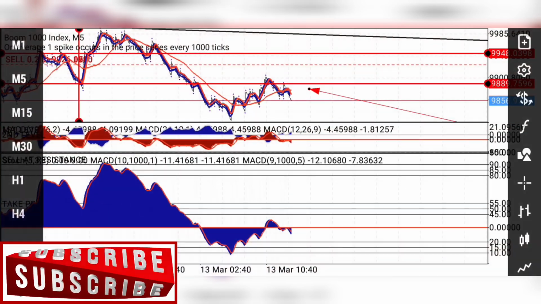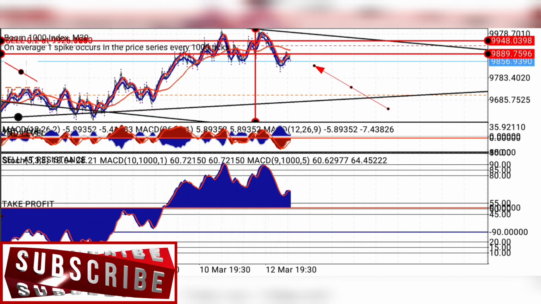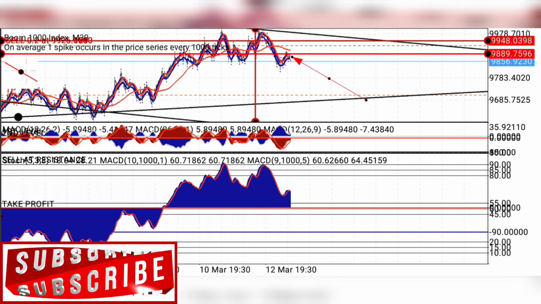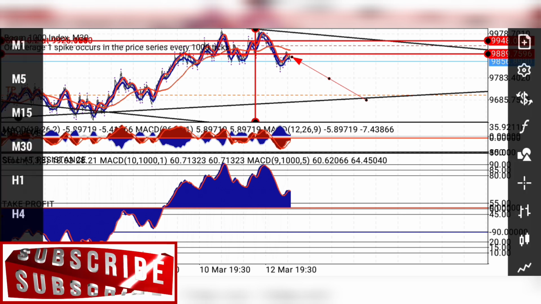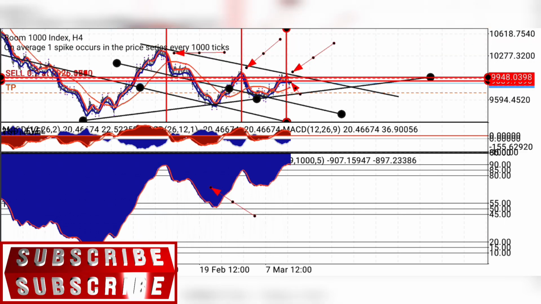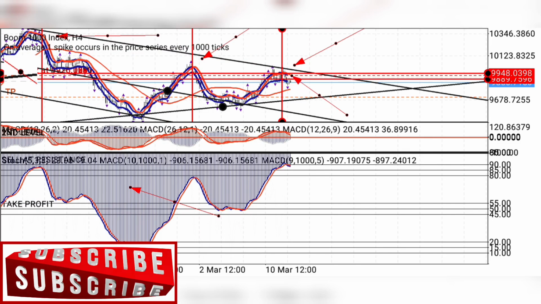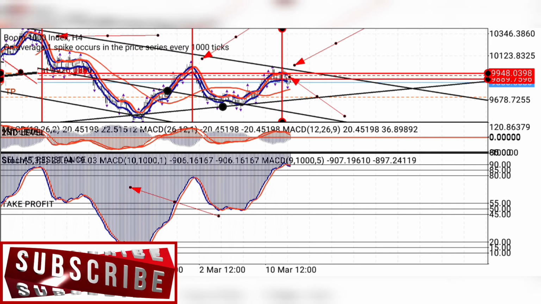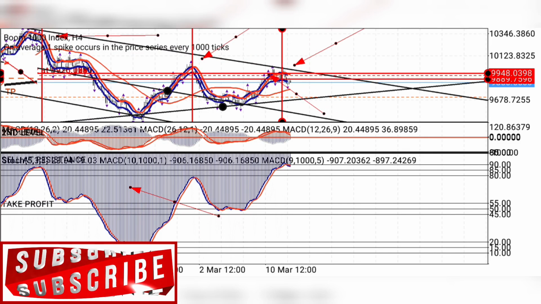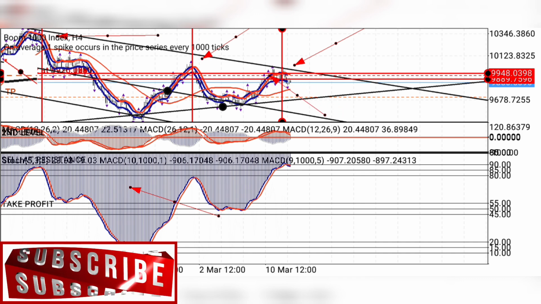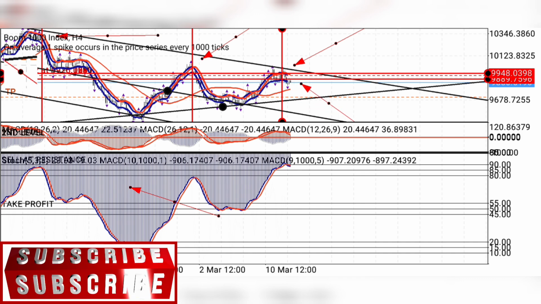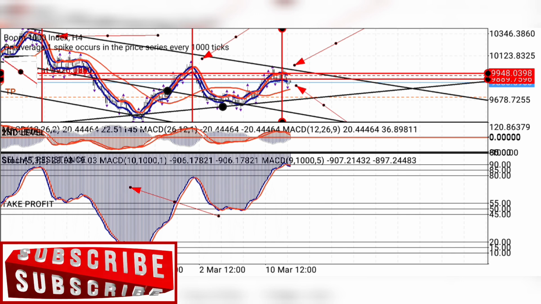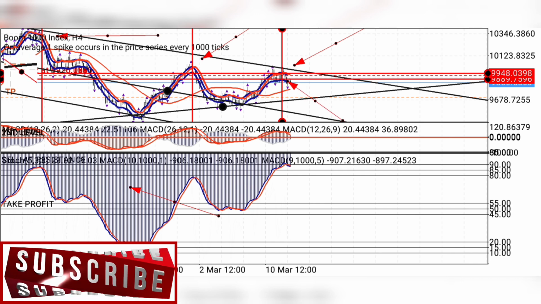Let's go to our 30 minutes time frame. All right, this is our 30 minutes time frame. You can see on the 4 hours time frame where we draw our two horizontal lines on the first layer of the indicator and the second layer of the indicator. Are you seeing it? So that's how it will work.